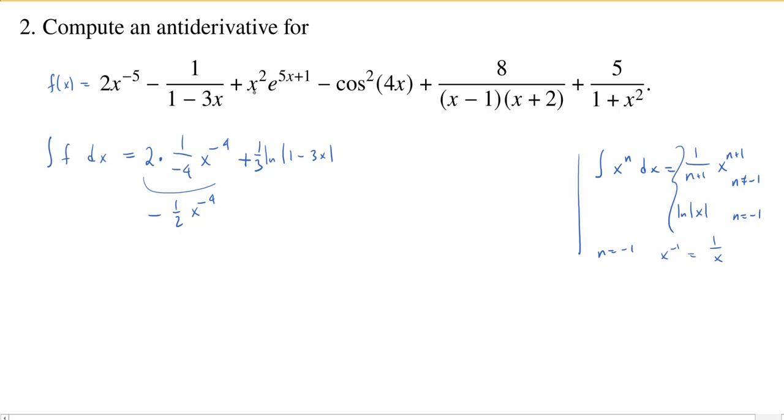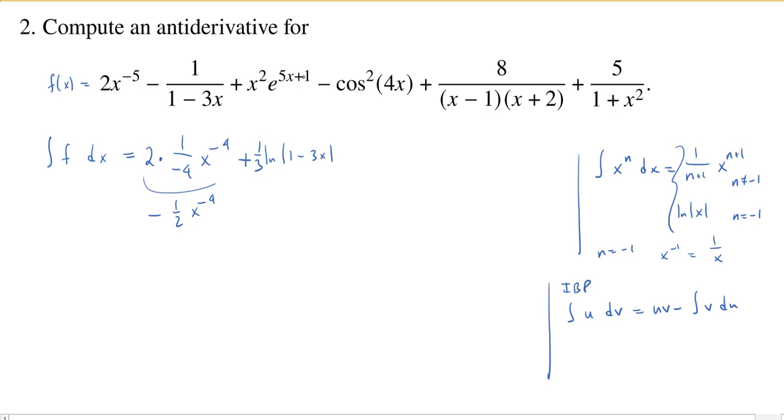Let's see, for the third piece, okay, we have a product of functions, and it doesn't look like a substitution is going to be very useful, so maybe we ought to use integration by parts. So you'll recall our integration by parts formula, which says if you have an antiderivative of u dv, this is uv minus an antiderivative of v du. All right, so in this case, we're going to let our u be the x squared and our dv be e to the 5x plus 1 dx.